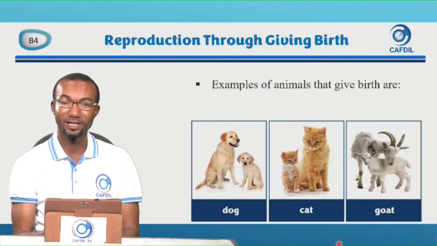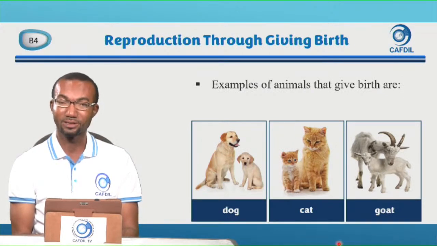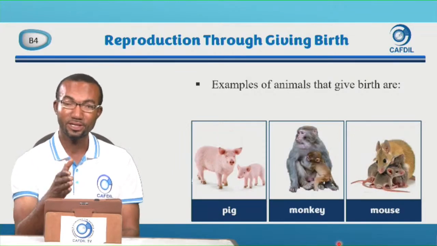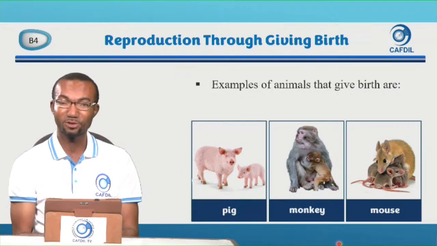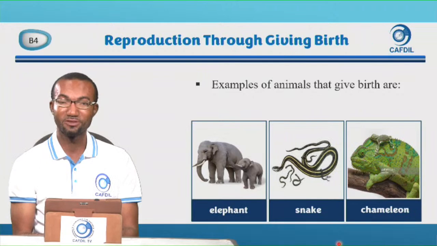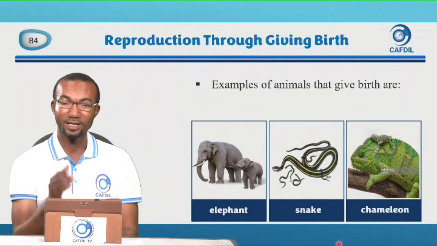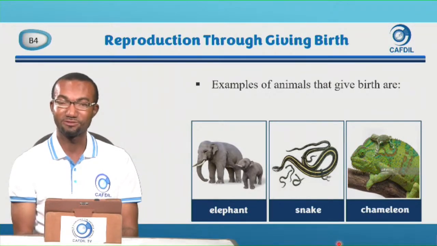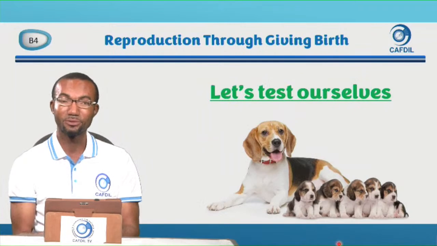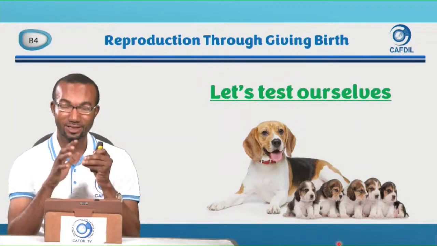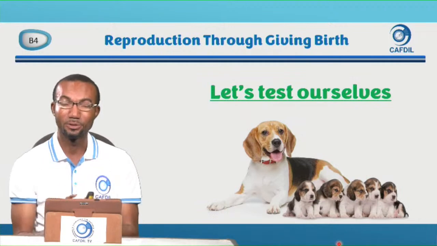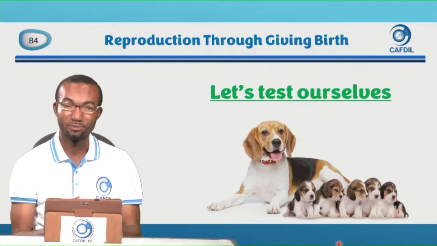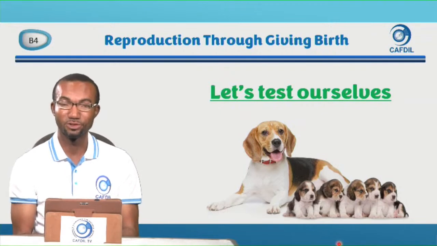Today we looked at the dog as an example of animals that give birth as a form of reproduction. Cats also give birth. Goats also give birth. Pigs also give birth. Monkeys also give birth. Mouse also give birth. Elephants also give birth. And some reptiles like snakes and chameleons also give birth. So today we looked at one form of reproduction, living things that reproduce through giving birth.